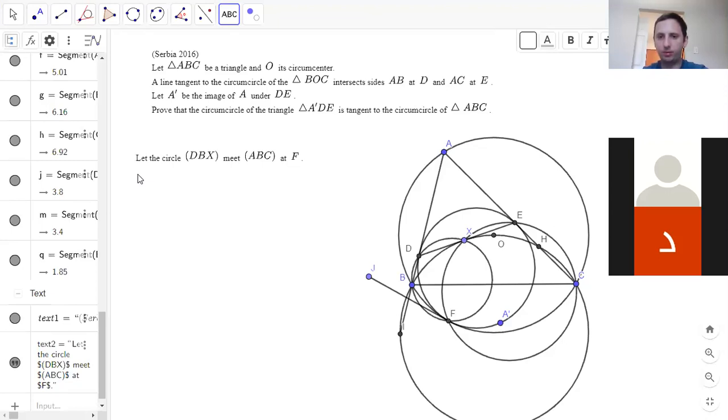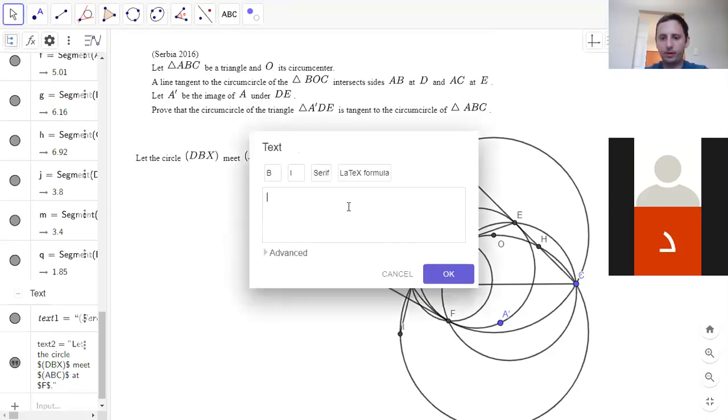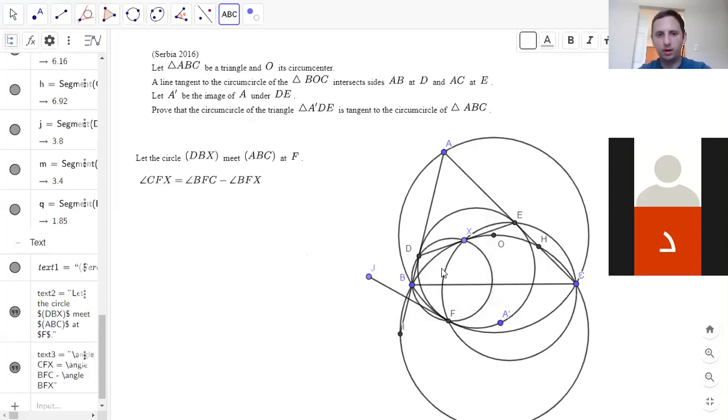So first I'm going to show CEXF is cyclic. So we have angle CFX is angle BFC minus angle BFX, and BFX is ADE. Okay, thanks for typing it up.